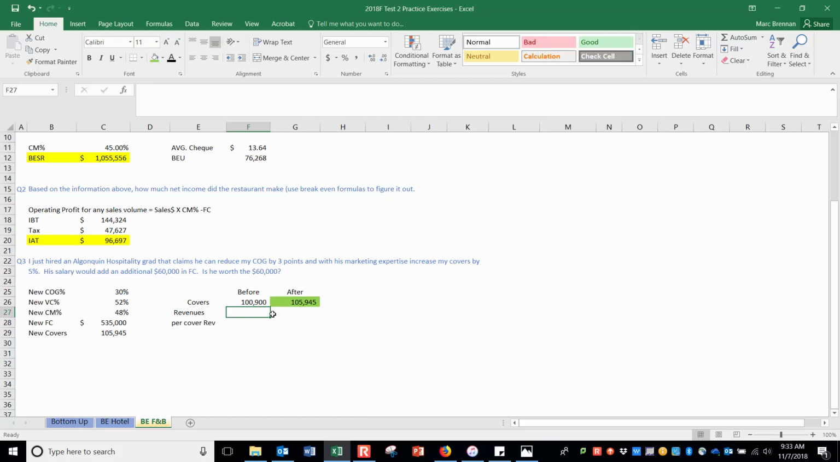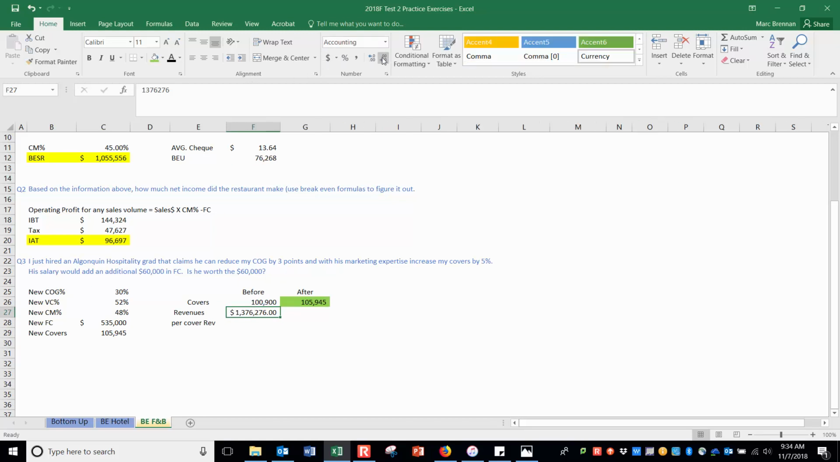Now you always want to put out some math to help make this decision. Revenues before was $1,376,276, so we'll get rid of this. Now, here is where it's interesting. How do I find out my $1,445,090?